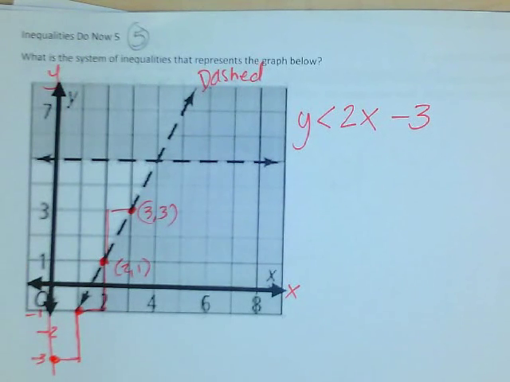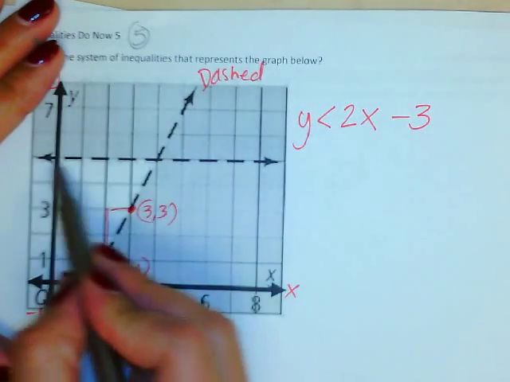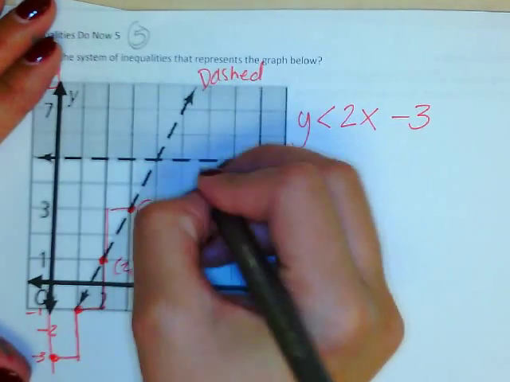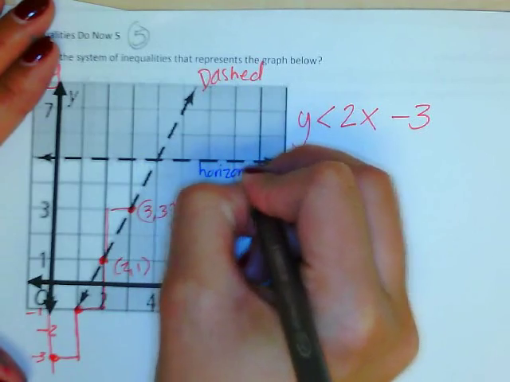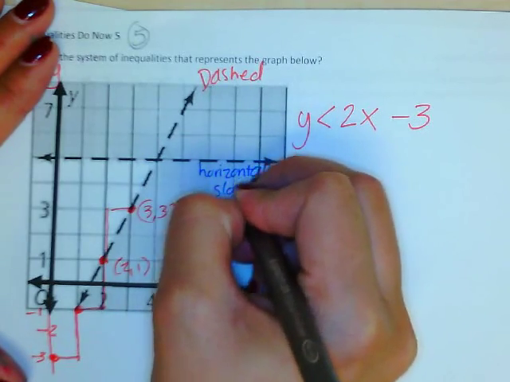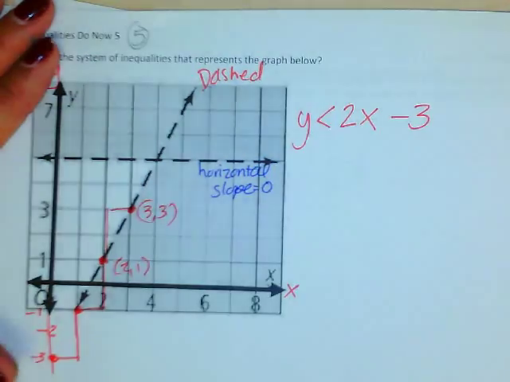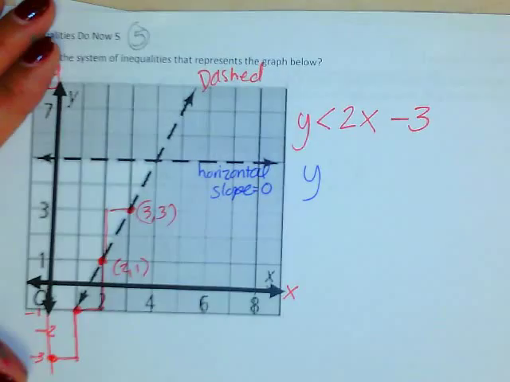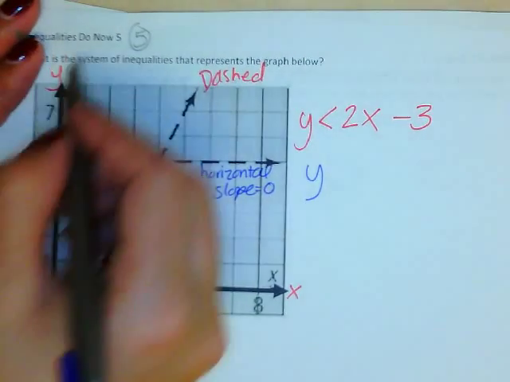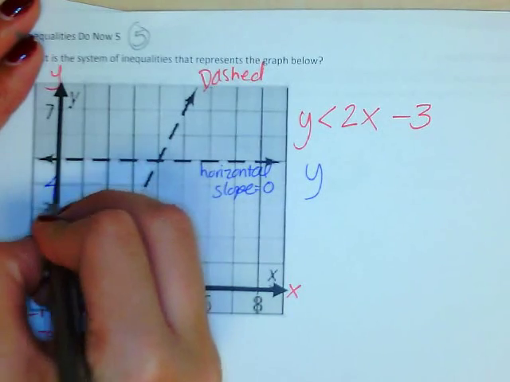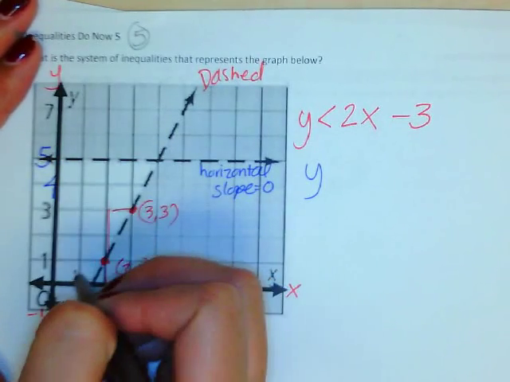The blue one right here is a horizontal line. So I know that my slope is 0. I don't have to have an x. Okay, so it's going to be the y and a number. Then I'm going to go to my y and figure out what it is. This is 4 and this is 5.